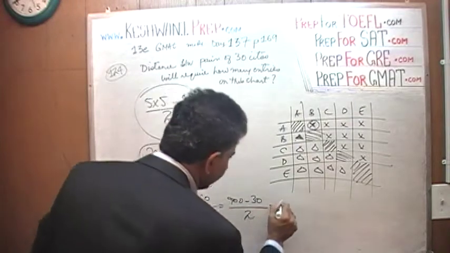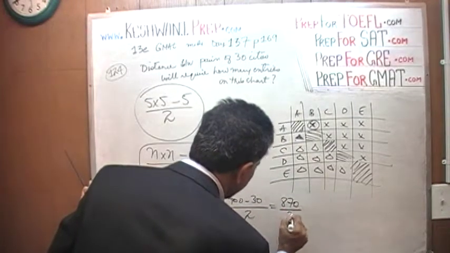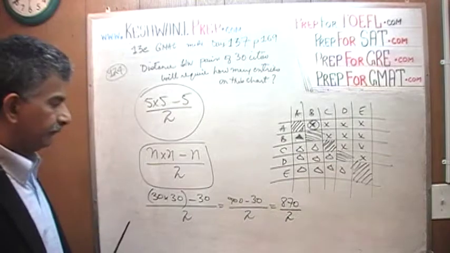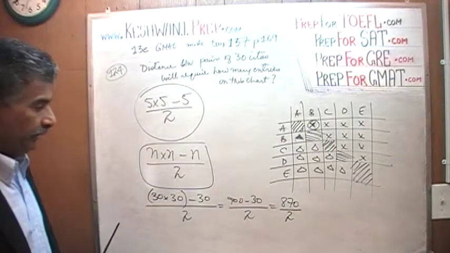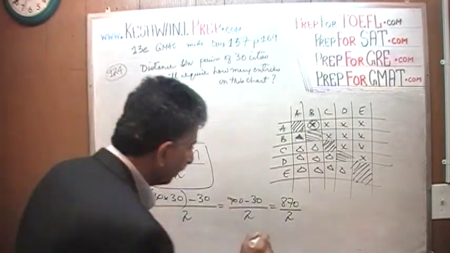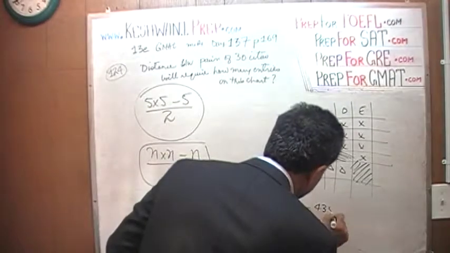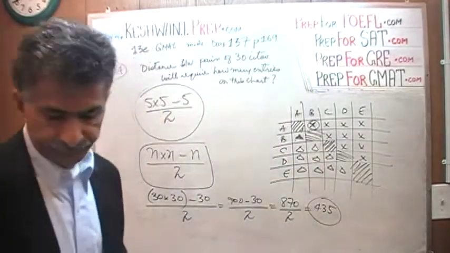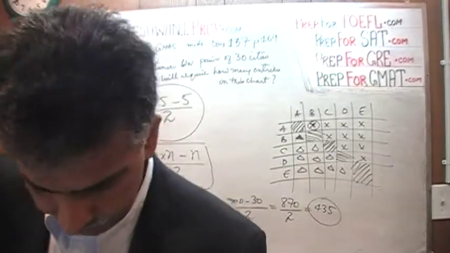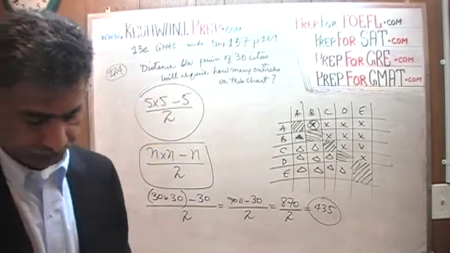900 minus 30 is 870, and we take half of that. Whatever that works out to be. Half of 800 is 400, and half of 70 is 35. Well, that's our answer. That's it, we're done with this problem.